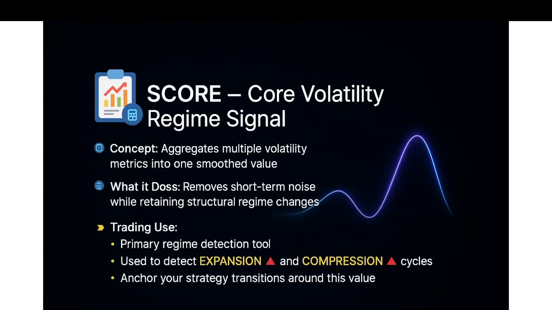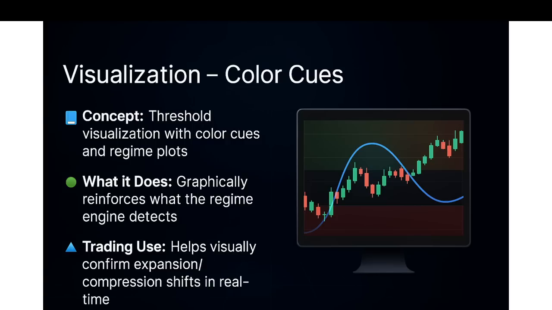What does this mean for your trading? Now you can detect expansion and compression cycles of volatility, allowing you to transition strategies before the crowd reacts. Now this volatility shifting is shown through a color visualization on your charts. We'll get to charts in some time. Now if the visuals are clear, your decisions also will be clear.